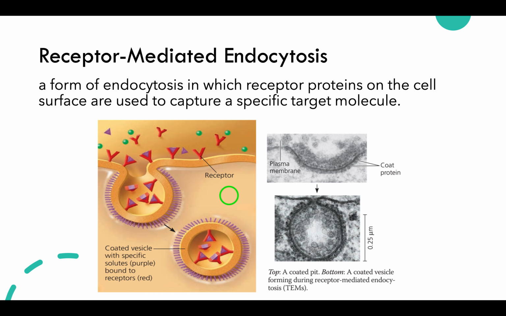The diagram shows only bound molecules such as these purple triangles inside the vesicle, but other molecules from the extracellular fluid are also present, like the green circles here. After the ingested material is liberated from the vesicle, the emptied receptors are recycled to the plasma membrane by the same vesicle.